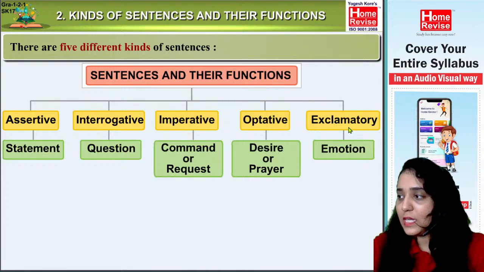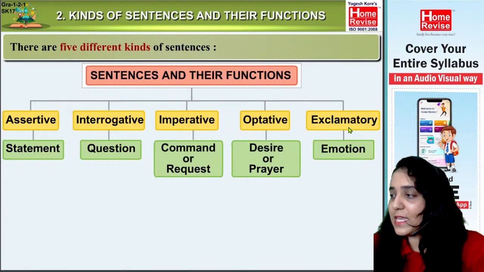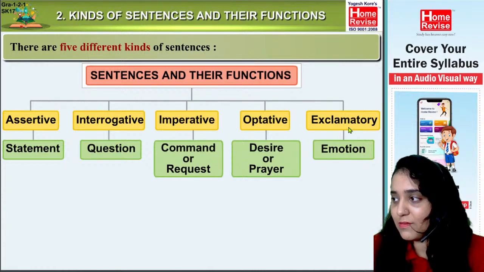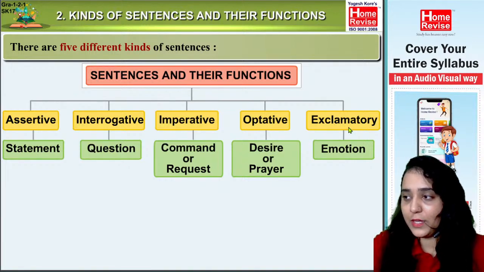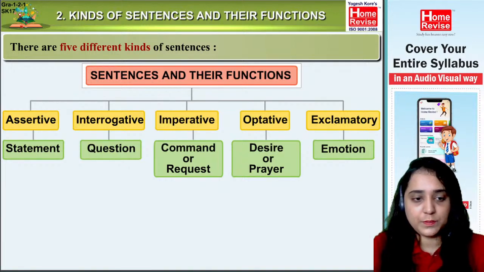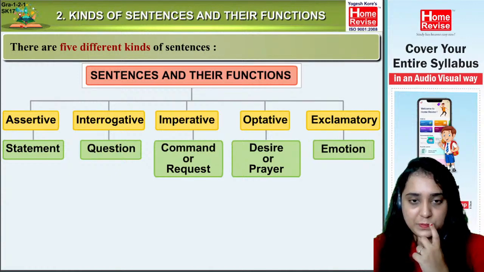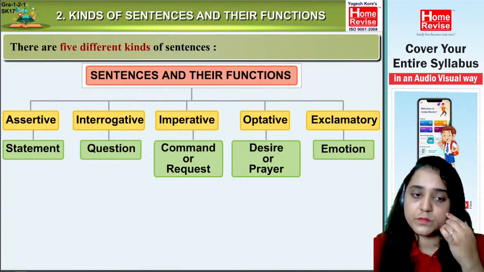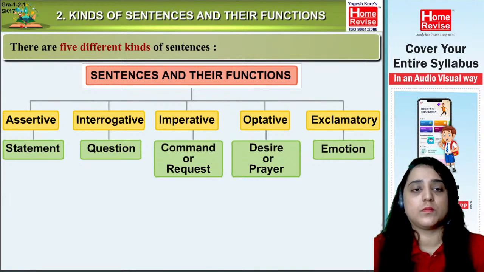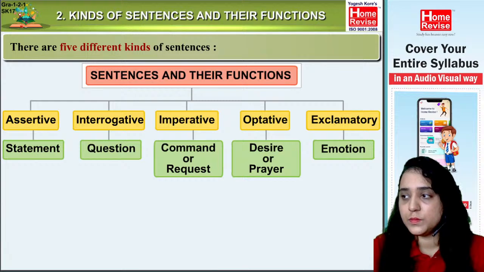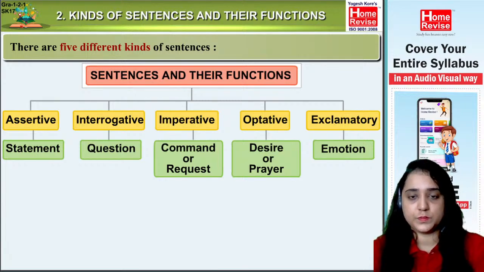Okay? Yes. Very good, very good. Many of you are giving me the right answers. Right. Assertives are of two types. Correct. Very good. Now let's see further. Statement, question, command or request, desire or prayer, emotion.